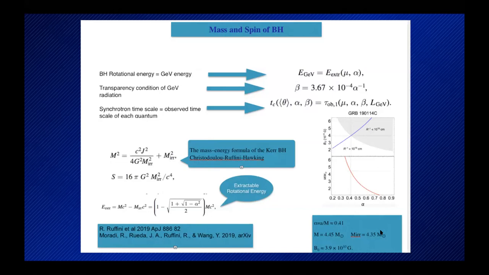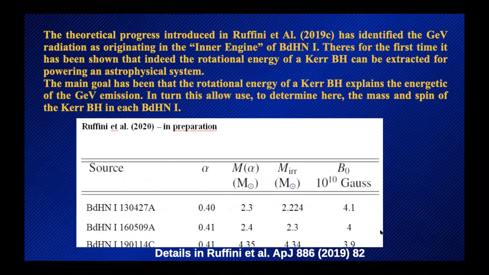Therefore, we are really in a new era. For the first time, we are able, in these sources, in three of them, to measure the mass of the black hole and the spin of the black hole, alpha, a over M, and also determine the condition for transparency and the value of the magnetic field B0.